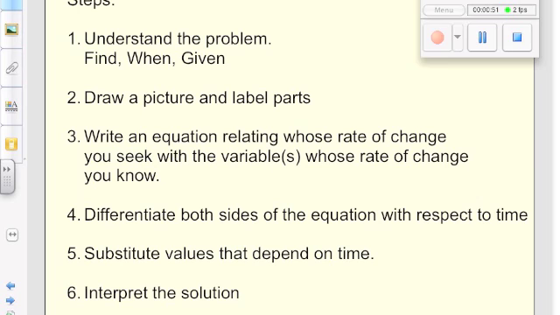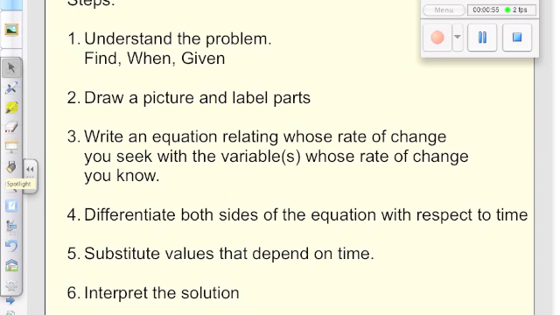First thing is to understand your problem, and just like before, always do your find, when, and given. The problem will clearly ask you what you're looking for. Since we're using time when we are looking for this, we are given different things. So they could give us a rate, they could give us a side of the wall or whatever it may be, but you'll always have these three pieces.